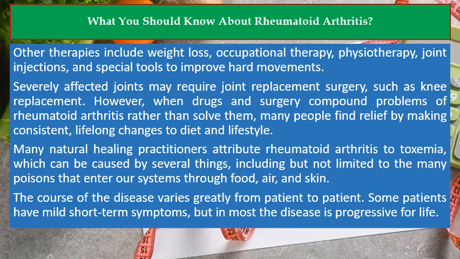However, when drugs and surgery compound problems of rheumatoid arthritis rather than solve them, many people find relief by making consistent, lifelong changes to diet and lifestyle. Many natural healing practitioners attribute rheumatoid arthritis to toxemia, which can be caused by several things, including but not limited to the many poisons that enter our systems through food, air, and skin.